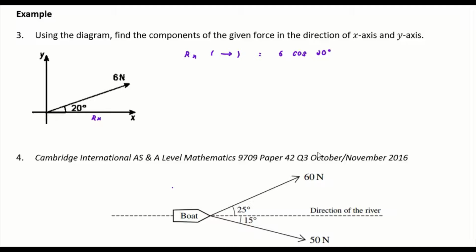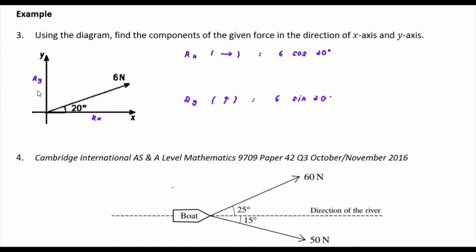Is it okay? All right, now we move on to y. For y, the same thing: we assign going up as the positive direction. So this is our Ry. When you look at this, you know that the 20 is not touching this line that you want to find. If you move it over here, it will eventually become your hypotenuse. So the resolve in y becomes 6 sine 20, because the 20 is not touching the line.